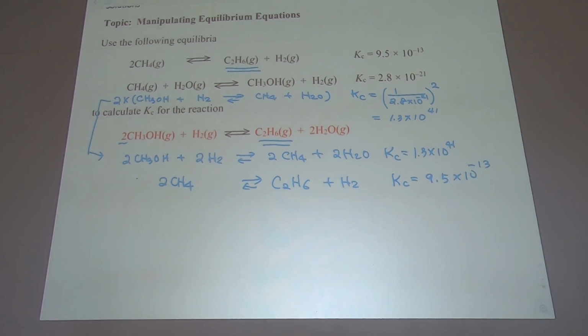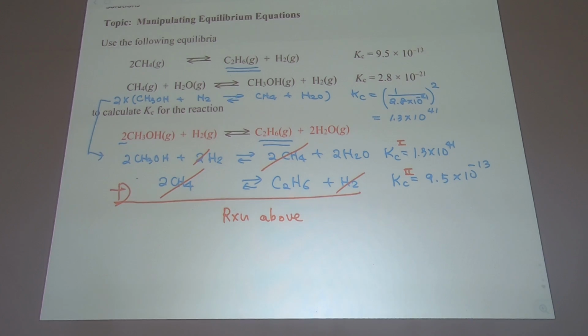For convenience, I'm going to write this one as the Kc for reaction 1 and this one as the Kc for reaction 2. It's just a numbering way for these two. And then I'm going to add them up. This one is conveniently gone, this one is gone. So all I did is simply add these two reactions.